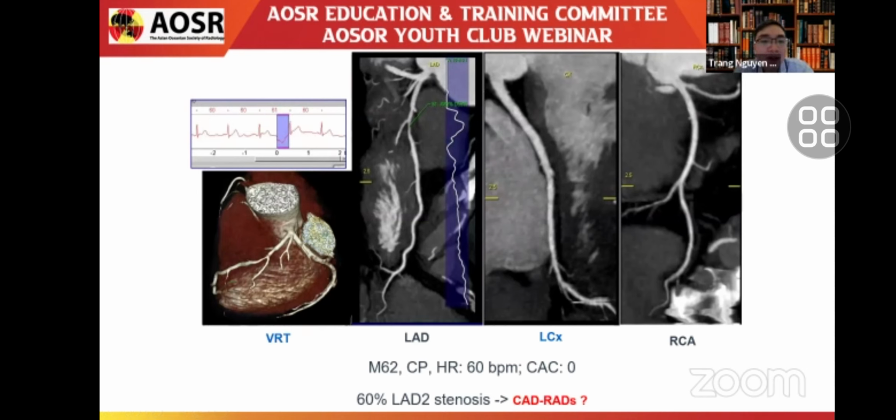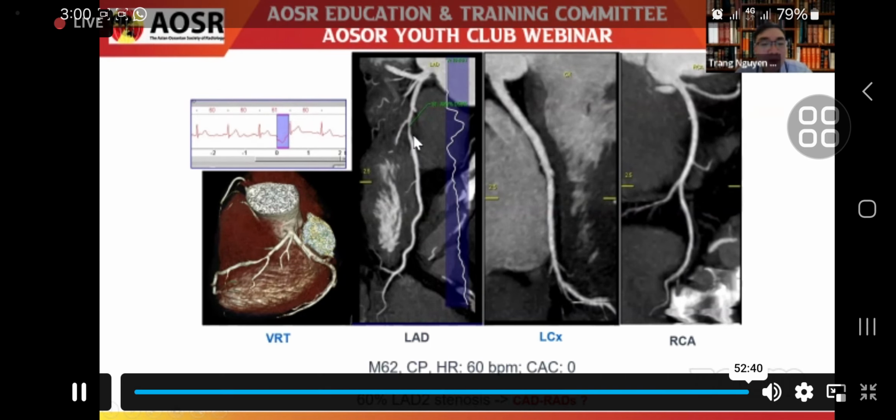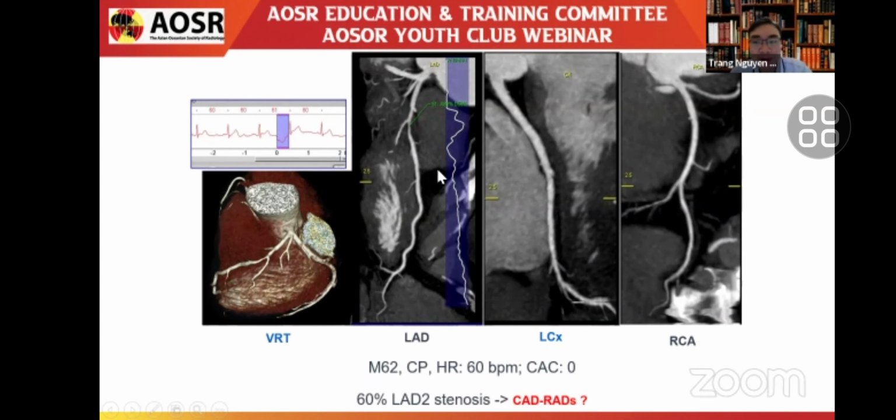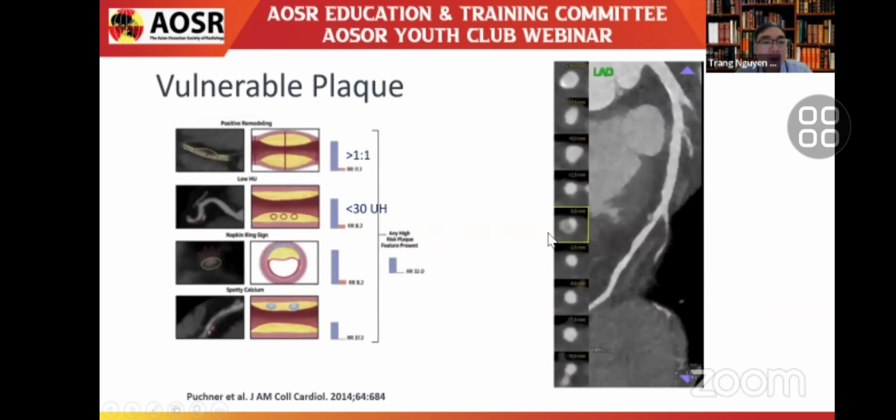The other patient is 62 years old with chest pain, and the heart rate is reasonable, only 60. The calcium score is only 0, but you can see a soft plaque here at the mid LAD. So this is about 60% stenosis. So this is CAD-RADS 3. The other one, there is no other vulnerable plaque.